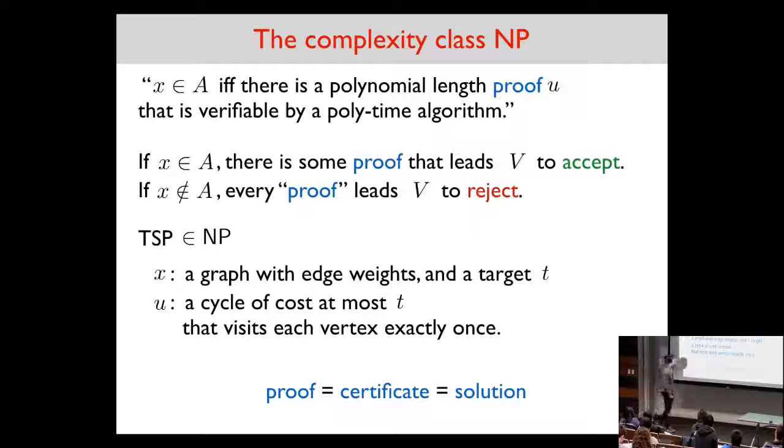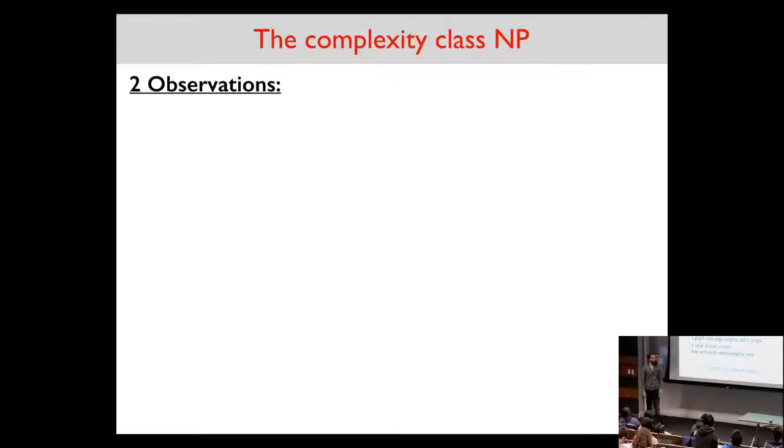Okay, and so as I said, proof is like a synonym for solution. Another word that's often used that you'll hear is a certificate. So these are basically all synonyms. This proof u certifies the fact that x is in the language. So u is called a proof, a certificate, a solution, whatever you want to think of it. You can use any of these things.